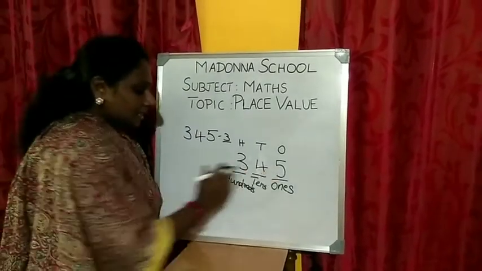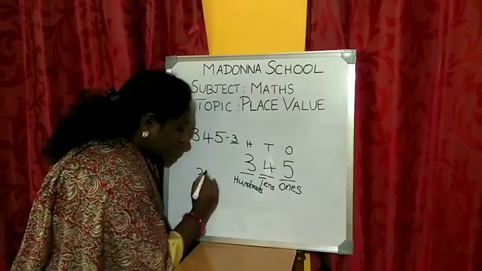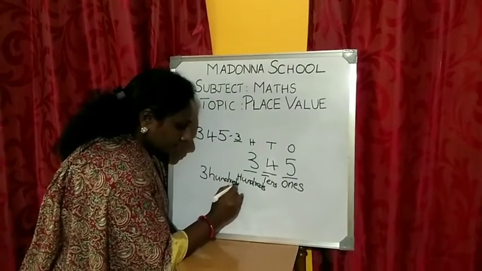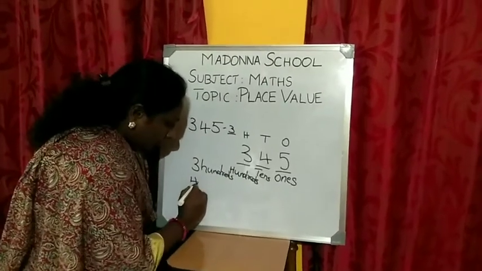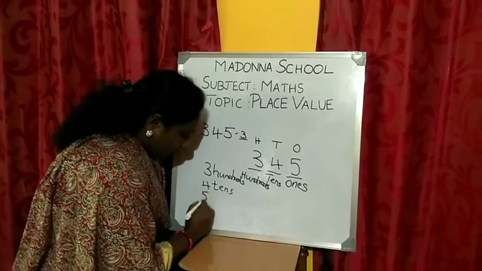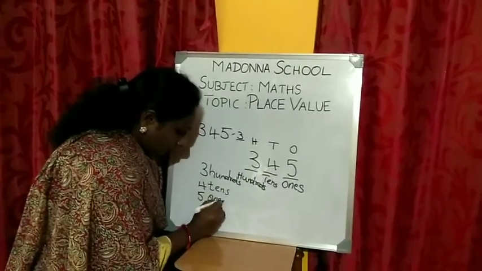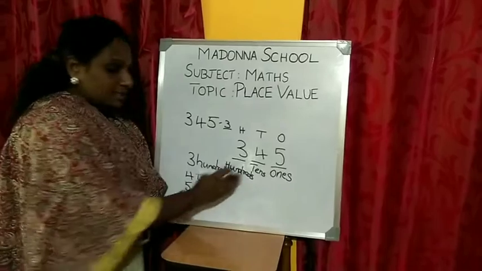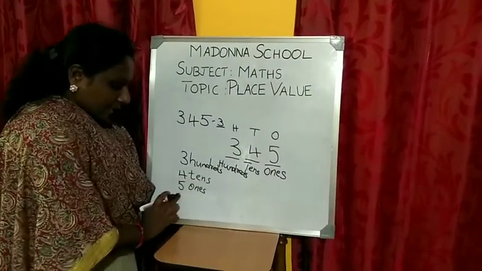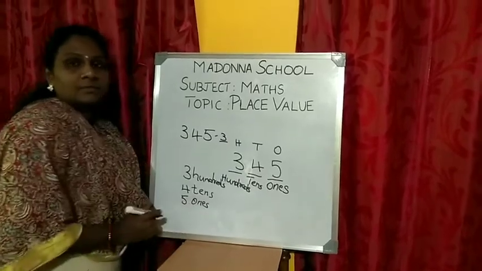Now see, in this number, we have 3 hundreds, 4 tens and 5 ones. Okay, in this number, we have 3 hundreds, 4 tens and 5 ones.